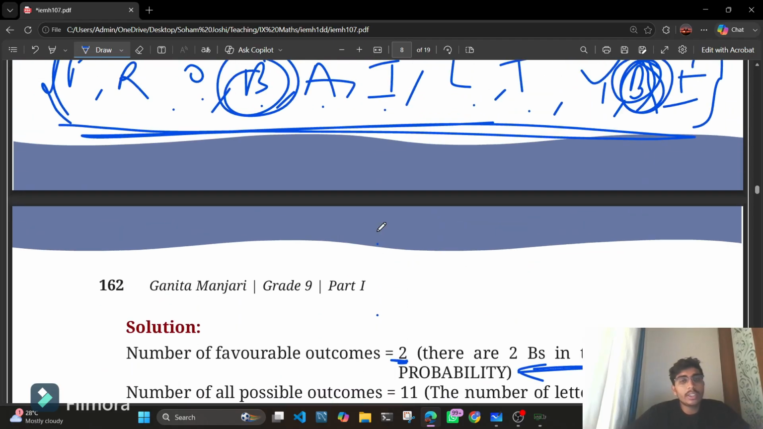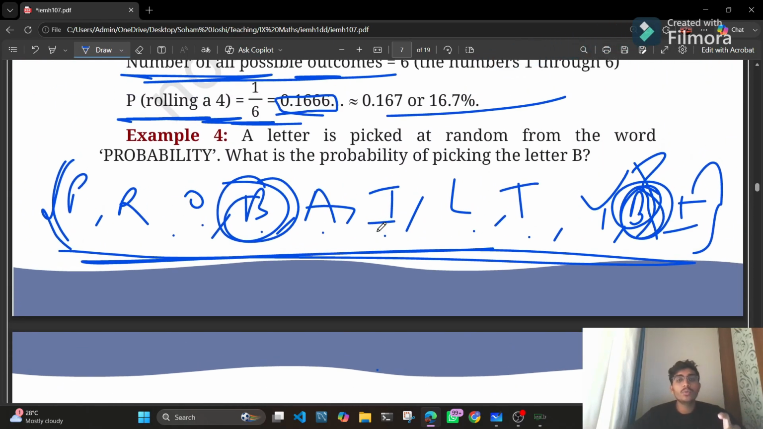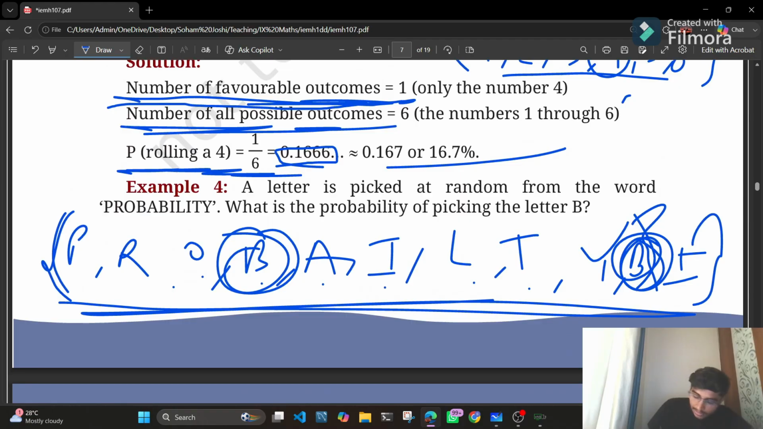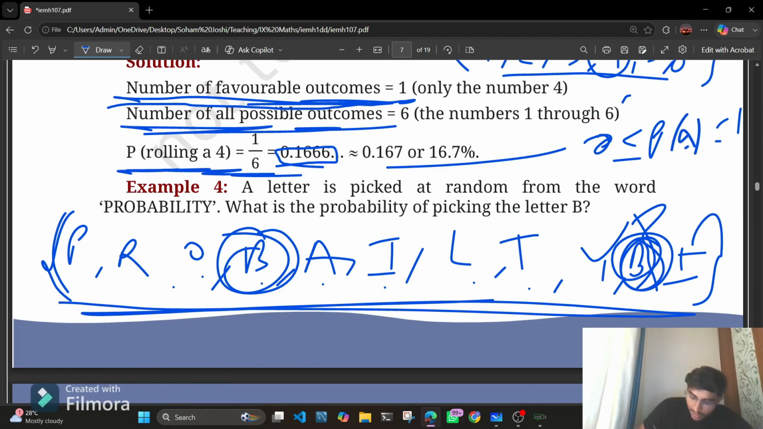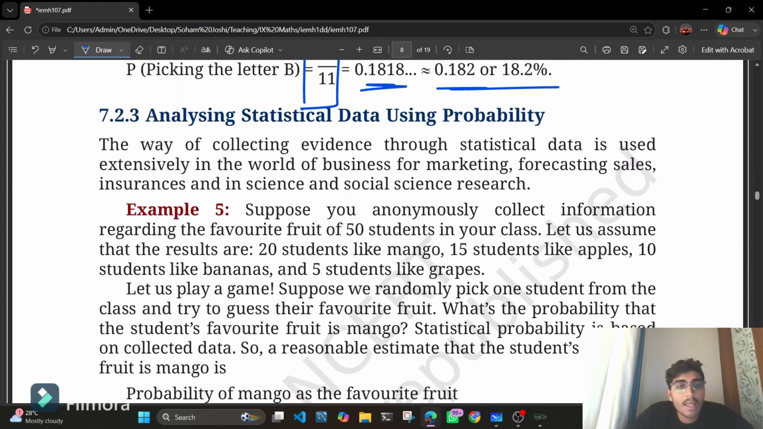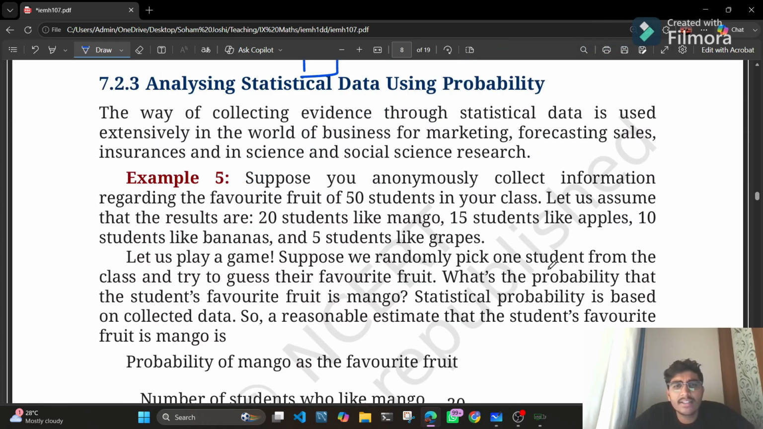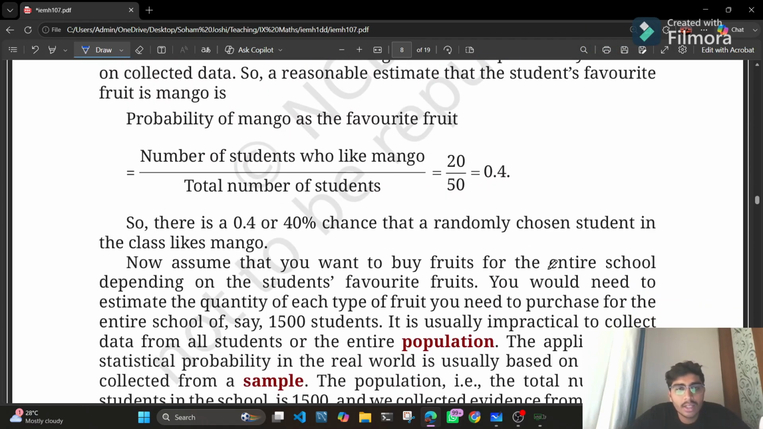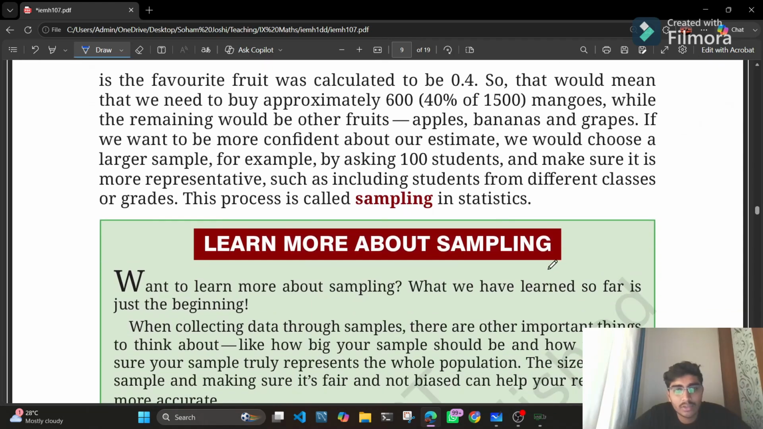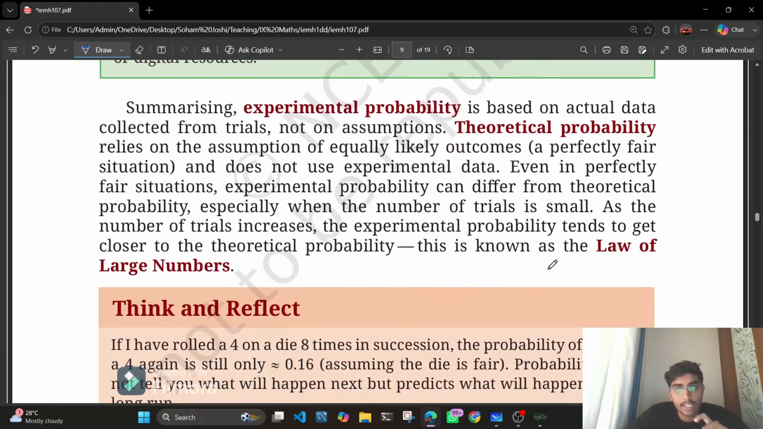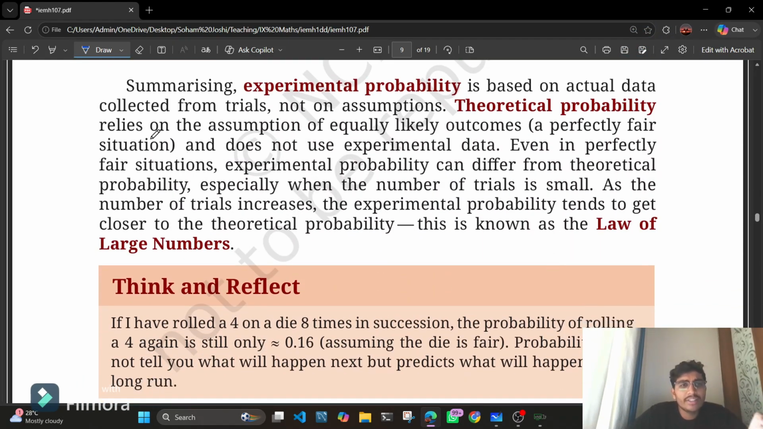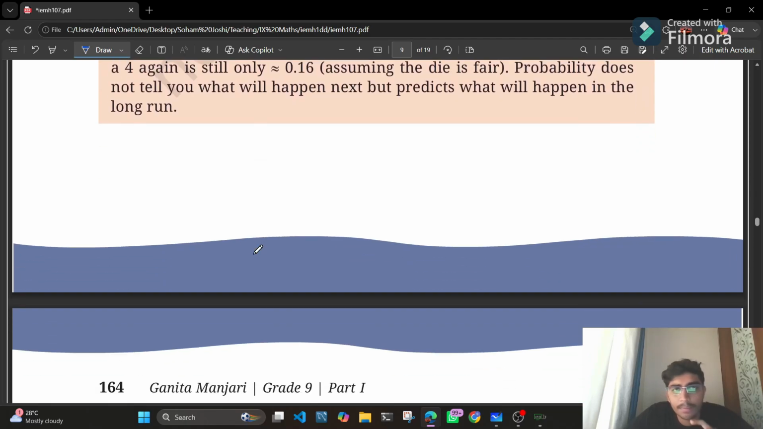So this is how we calculate theoretical probability. One thing that you should notice is the probability again lies between 0 and 1 only. It is not exceeding 1 or 0, right? Now, analyzing statistical data using probability, you will just read this example and you'll get this concept. That is not very hard to understand. All of this theory part, I'm not going to explain to you because that is the self-study part. You should do it on your own, not a problem.